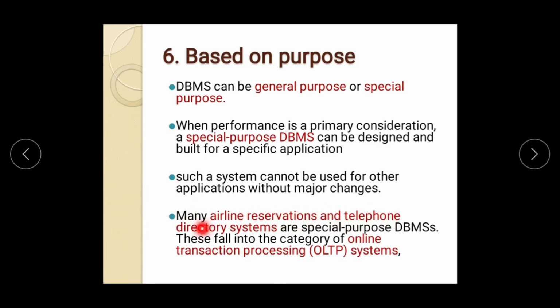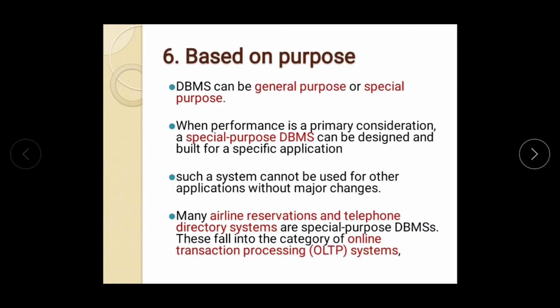Many airline reservation and telephone directory systems are using special purpose DBMS. Airline systems, banks, telephone directory systems, they are using their own specialized DBMS. These fall into the category of online transaction processing systems. All these databases are dealing with online transactions, so such a type of database comes under the category called online transaction processing system, OLTP. So these are the classifications of DBMS based on purpose.